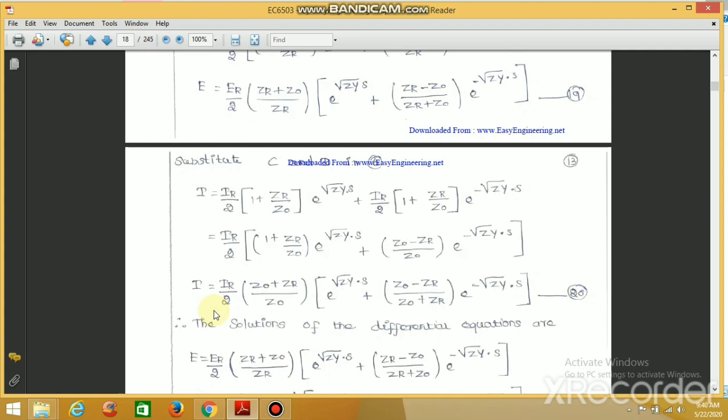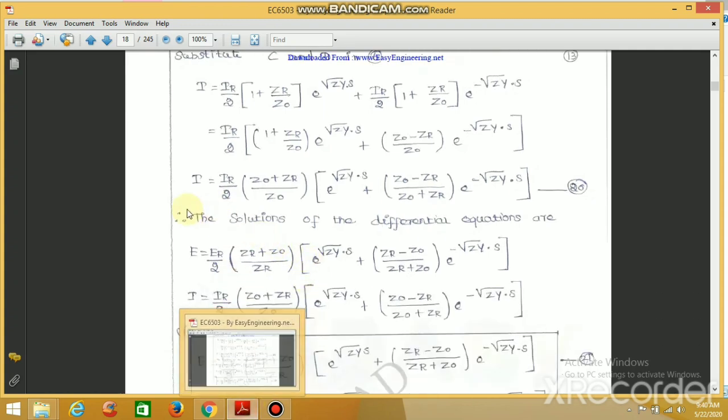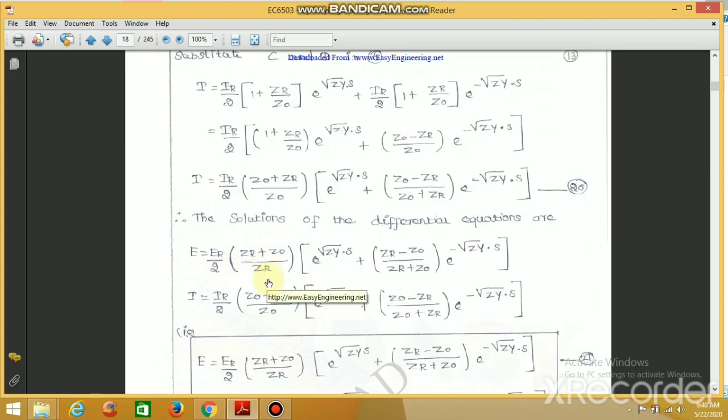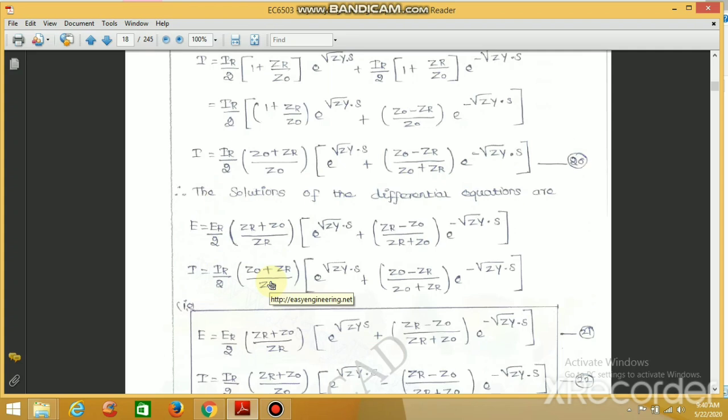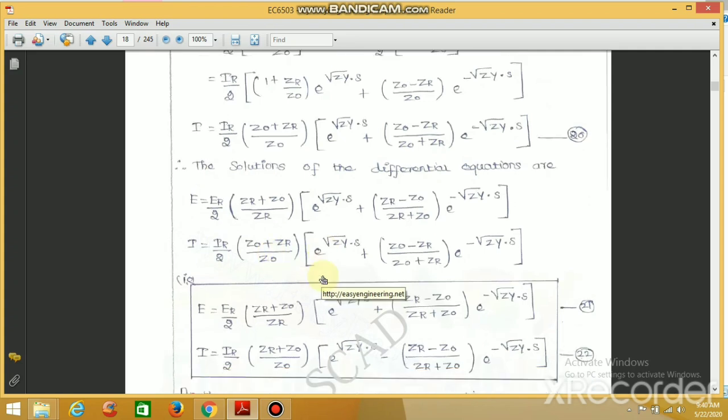So consider equations 19 and 20. These are the two important equations from which we are going to calculate the values of E and I. So E is equal to ER by 2 (ZR plus Z0) by ZR e power root Z by S plus (ZR minus Z0) by (ZR plus Z0) into e power minus root Z by S, and I is equal to IR by 2 (Z0 plus ZR) by Z0 e power root Z by S plus (Z0 minus ZR) by (Z0 plus ZR) e power minus root Z by S. This is the equation which has been repeated as equations 21 and 22.